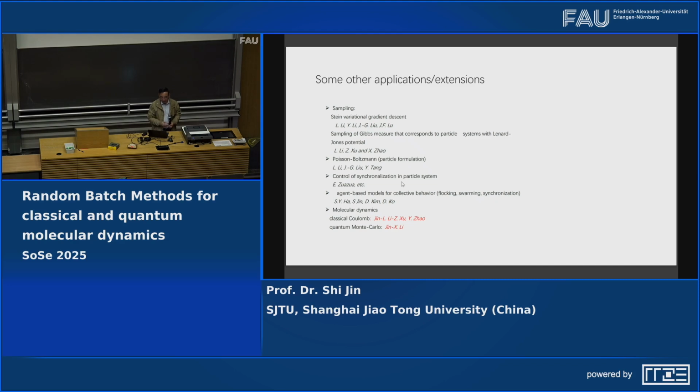Enrique has done some very interesting work on control of synchronization, where you can describe synchronization by a particle system. For example, the Kuramoto model, for which Kuramoto got the Boltzmann medal this year, is a synchronization model. Enrique did a beautiful work on control of this using random batch. And with Seung-Yeal Ha at Seoul National University, we also wrote a few papers on agent-based models for collective behavior, like swarming and flocking, such as Cucker-Smale models, Vicsek models, also Kuramoto models, and so on.